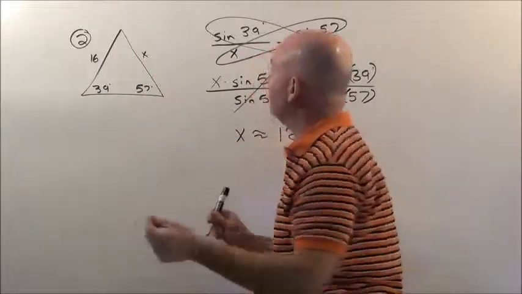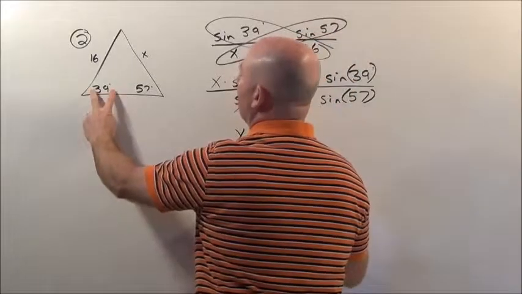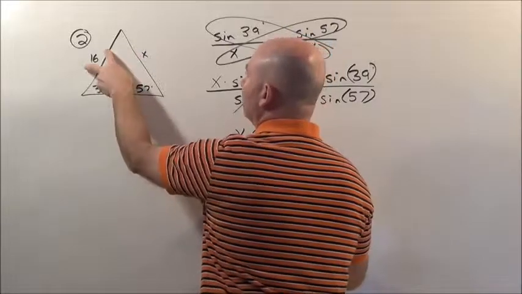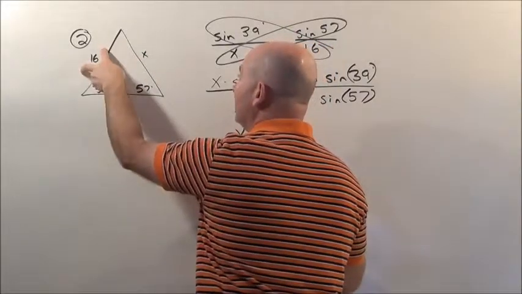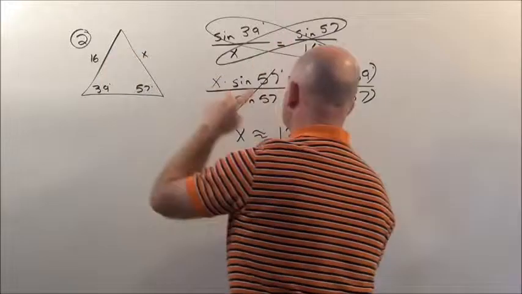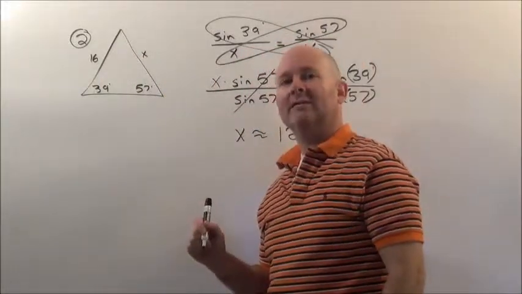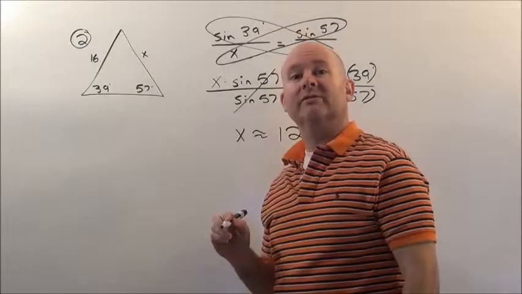Let's see if that mathematically makes sense. Well, this is a smaller angle, so across from it should be a smaller side length than what's across from the 57. Across from 57 is 16. This should be a little smaller than 16. 12 sounds about right. So I'm pretty sure I got the right answer here. There's problem 2 for you using the law of sines.